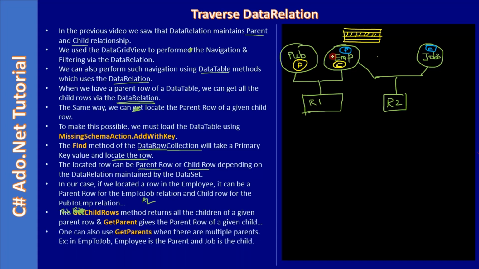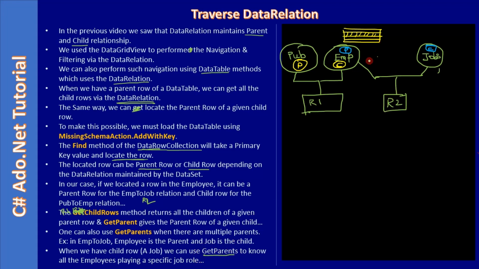One can also use GetParents when there are multiple parents. Example, in the emp to job relation, R2, emp to job, when there are multiple parents. In emp to job, employee is the parent and job is the child, right? So for a given child, there can be multiple parents here in this relation via R2. When we have a child row, a job here, we can use GetParents to know all the employees playing a specific job role.